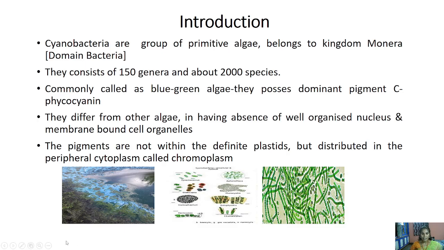In the slide, we can observe the aquatic habitat of cyanobacteria, which imparts blue-green color to the water body. Here we can observe the different forms of cyanobacteria. Some are unicellular, some are colonial forms. Here we can observe the filamentous form of cyanobacteria. Examples are Anabaena and Nostoc.